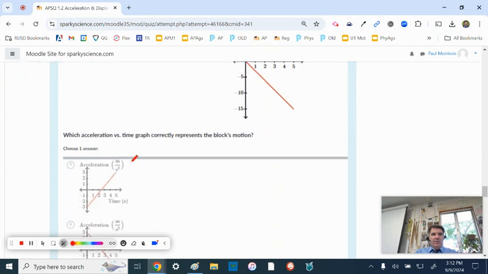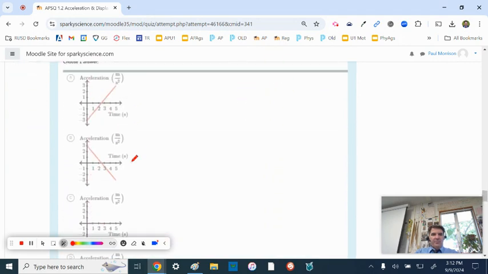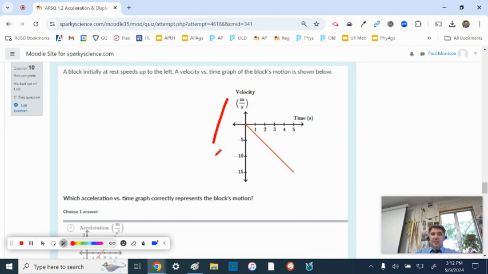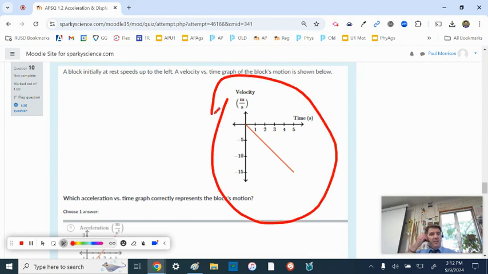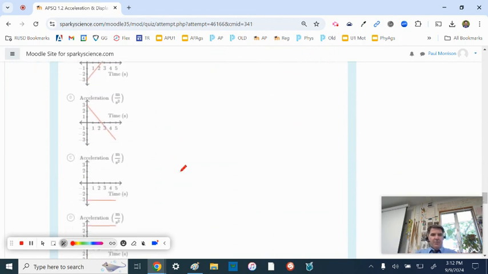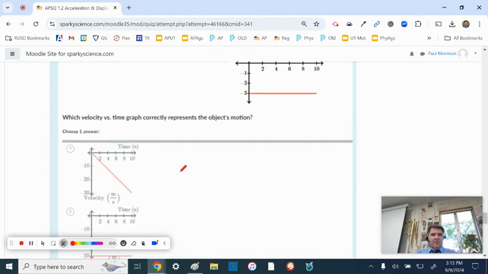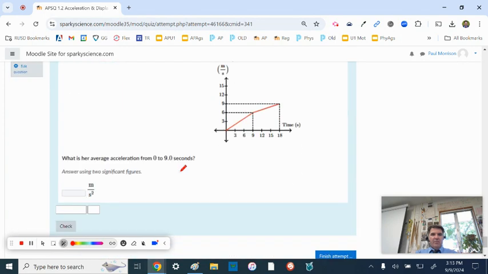What's the one? Speeds up to the left, right? This is a velocity time graph. Blocks motion. Yeah, I don't know. I'm trying to find the one that people were struggling with.